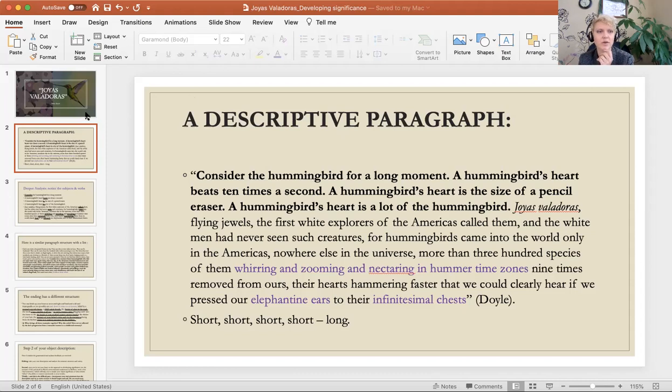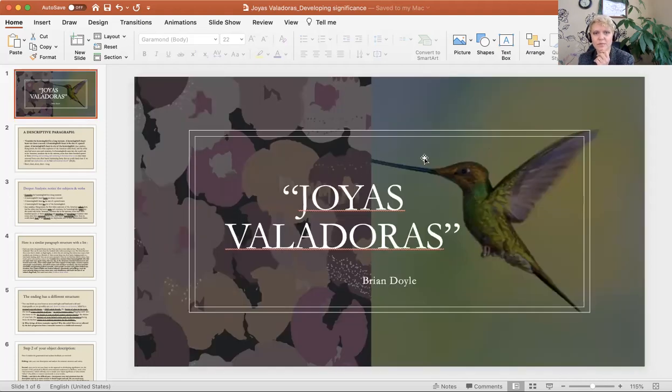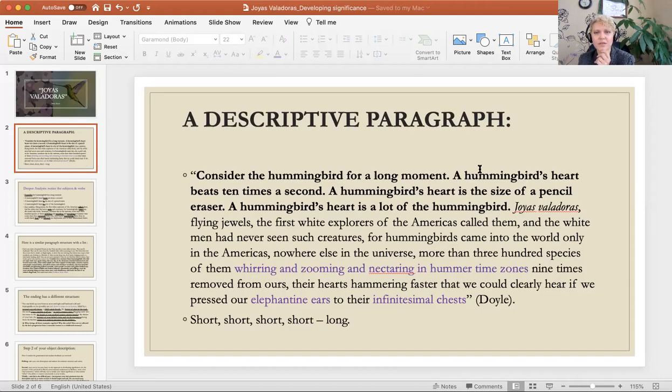bird, right? So there are many species of the hummingbirds. You see on the screen here, you have the long-beaked one with this beautiful coloration. But the establishment of what's significant about the hummingbird is already happening in the very opening of the passage, right?